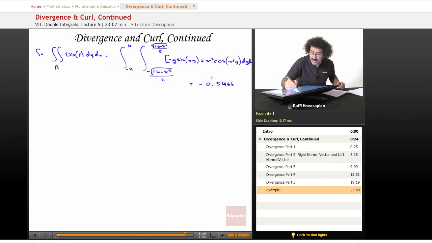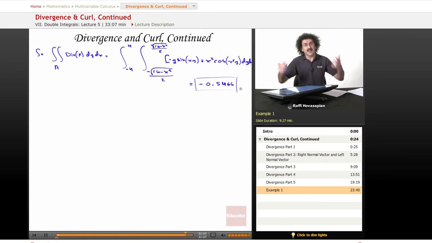When I go ahead and put this into my math software, guess what number I get? Negative 0.5466. So this confirms that the flux integral is equal to the divergence integral. It confirms the fact that this particular vector field has a negative divergence. It's contracting. There's a net flow. Remember, we're integrating. At different points inside there, you might have a positive divergence, but when you add up everything, the net flow is into the region.